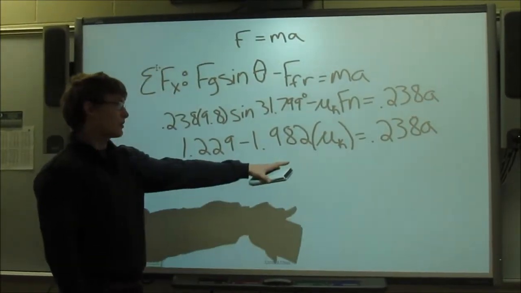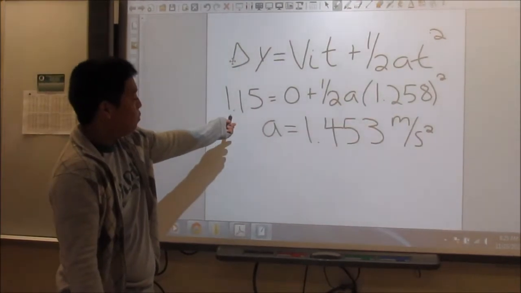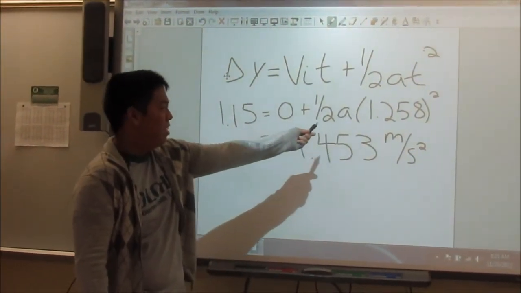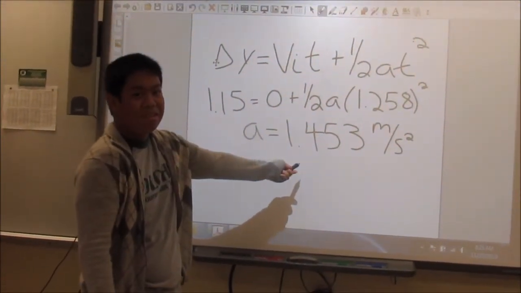Now we need to solve for acceleration. This is a kinematics thing. Well, length, and then we put the 1/2 a t squared. Then we solve for a. And then boom.